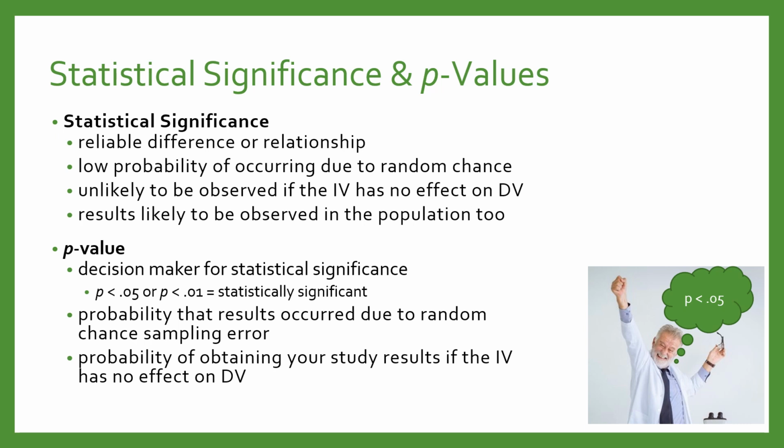So again, that p-value tells you the probability that the observed difference between groups or the relationships between variables would have occurred due to random chance sampling error, or in other words, the likelihood of obtaining your study results if the independent variable doesn't have an effect on the dependent variable. So if the p is low, we can reject the null hypothesis and say there's a low probability that our results are garbage, so there's a high probability that our independent variable was related to or predictive of our dependent variable.